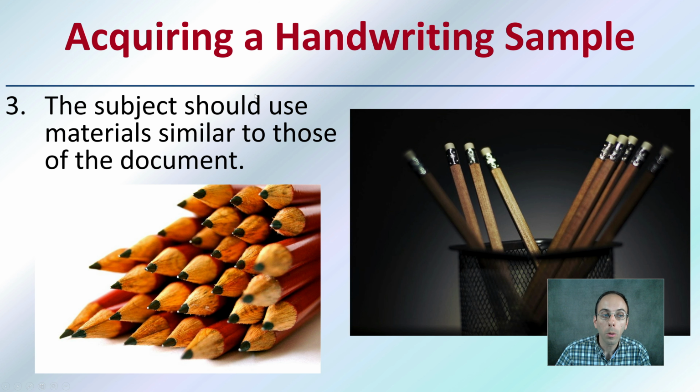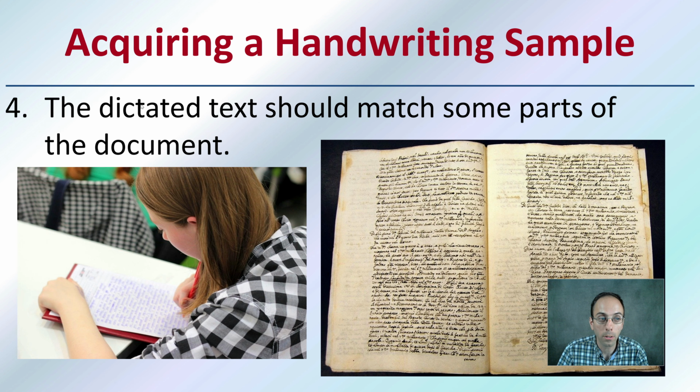Then we also want the subject to use materials similar to those in the document. So when we look at the document and determine potentially what pen or what writing implement it was made with, we want to try to give them something similar. Because for pens, that might involve the pressure that they put on it or the angle that they put on it. That can help us develop a better comparison.